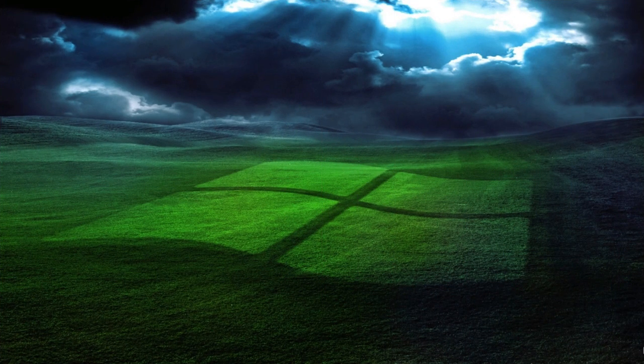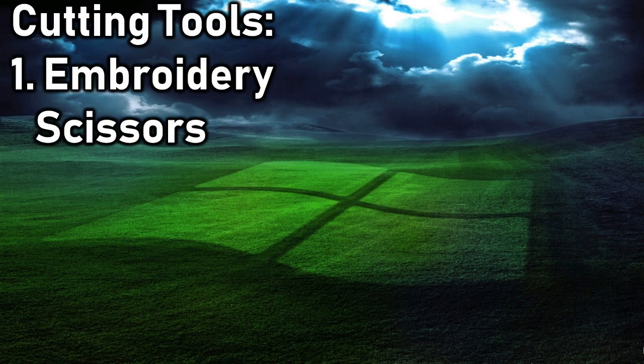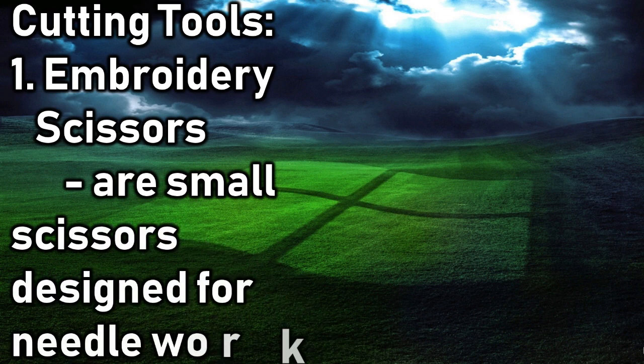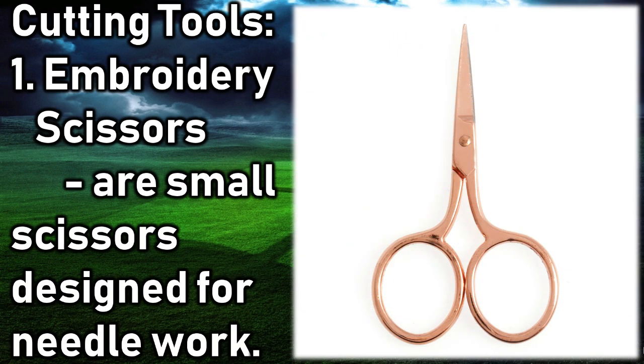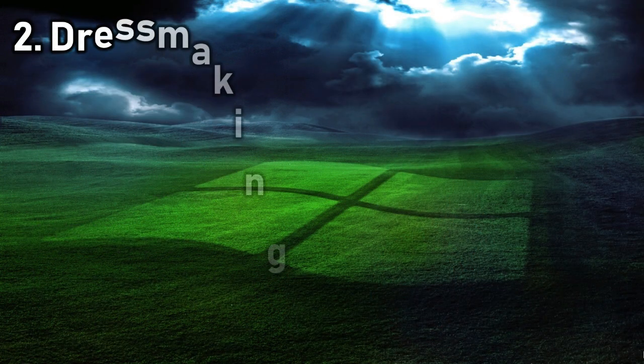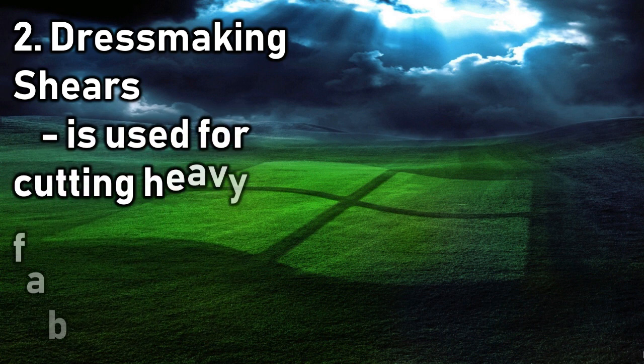Nine, cutting tools. One, embroidery scissors are small scissors designed for needlework. Two, dressmaking shears is used for cutting heavy fabric. It has uneven shapes of handles.